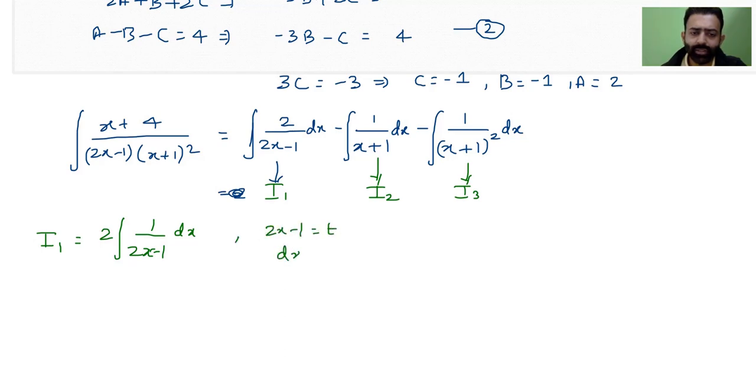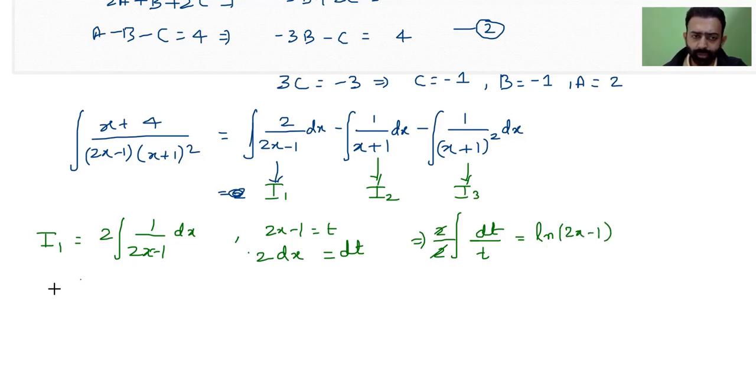So 2x times 2 dx is equal to dt. So my integral will reduce to, this implies this 2 is outside, dx is dt over 2, so 2 will get cancelled out with this 2, so dt over t, right? It is just ln t, that means it is ln of 2x minus 1. Okay, this is my integral number 1.